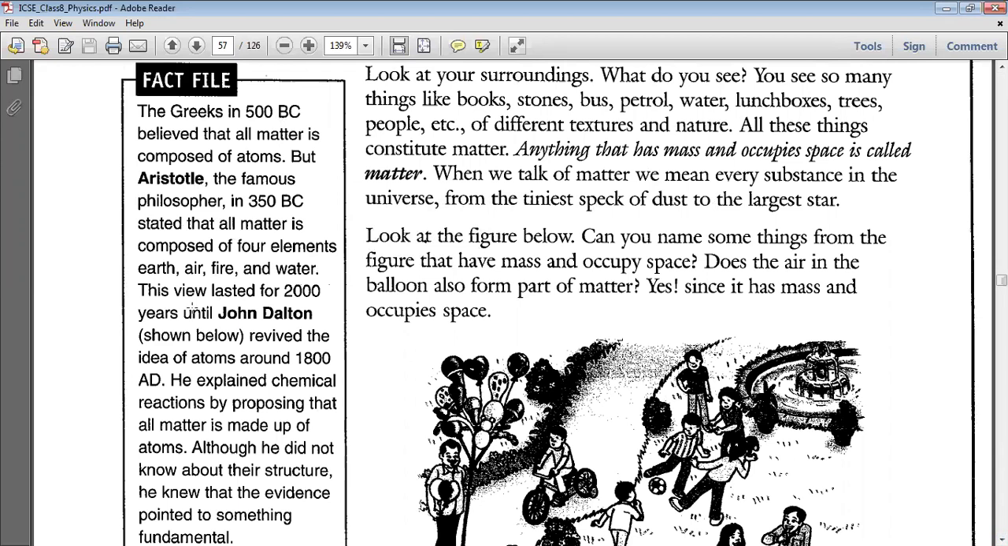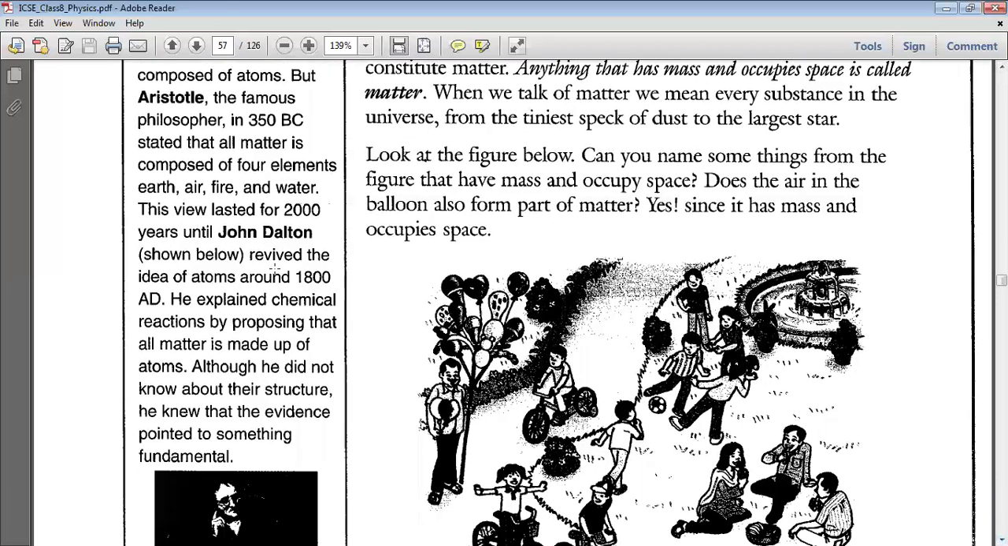This view of Aristotle lasted for about 2000 years until the emergence of Sir John Dalton, an English scientist. John Dalton again brought back the idea of atoms, which was prevalent many years ago, around 1800 AD. He explained the different chemical reactions that take place on the earth by proposing that all matter is actually composed of atoms.